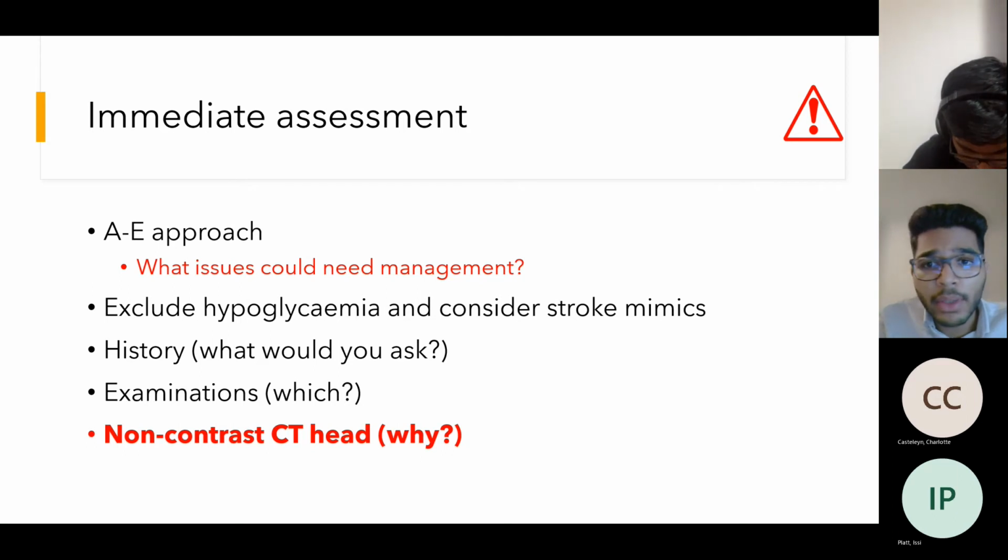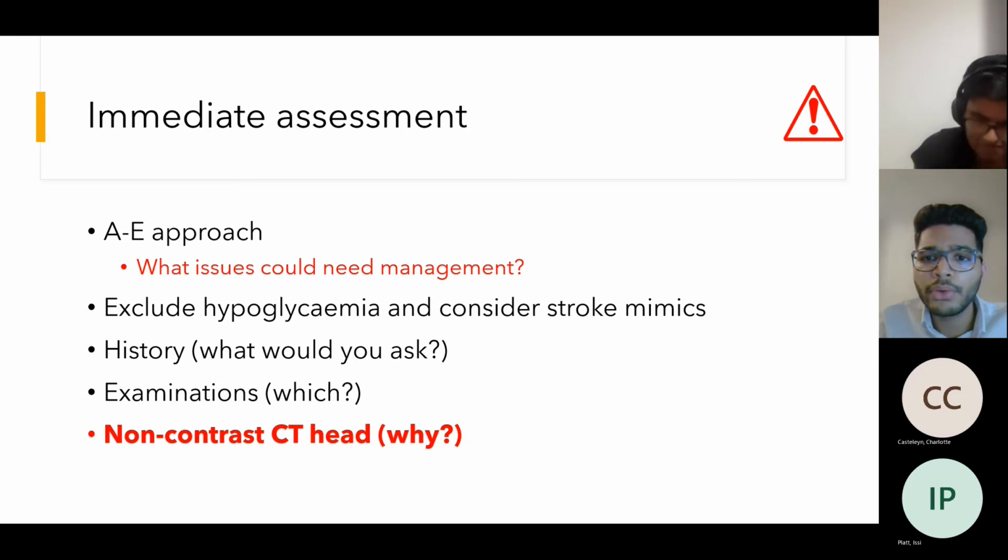Also about medications. Are they on any blood thinning medications, anything like that? You might also, well, actually, you do need to ask how long they've been having these symptoms, because that will change your management in the future. Examinations, exactly as you said.